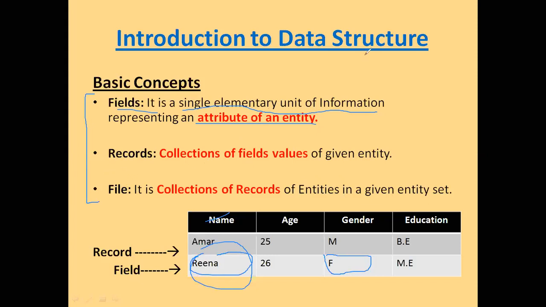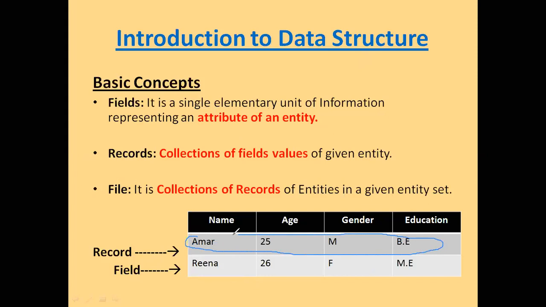Next is record. Now what is a record? The collection of all the field values is one record, that is, the collection of field values of a given entity. My entity name is student, and for the attributes we have assigned some values: the name, the age is 25 years, gender is male, and education is B. So this is one record, the collection of field values of the given entity.